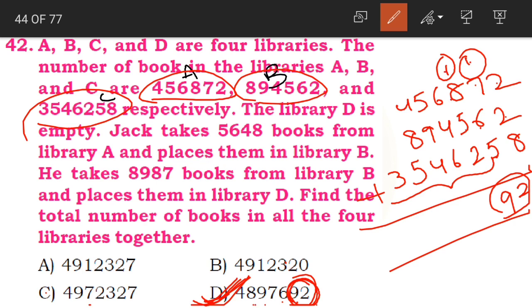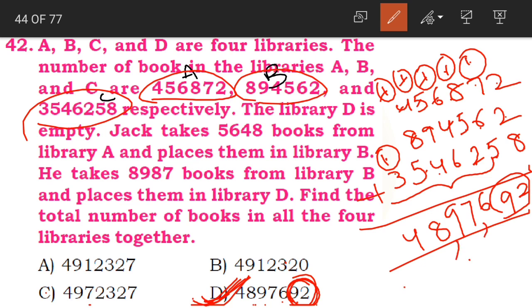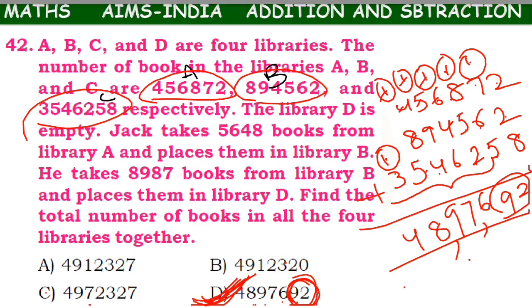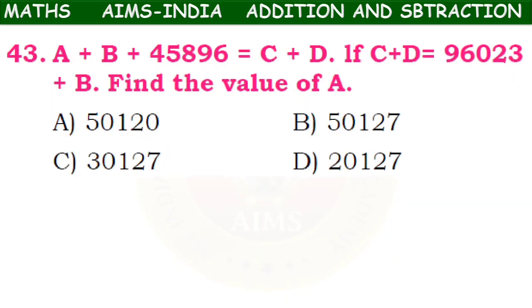8 plus 1 9, 9 plus 5 14, 14 plus 2 16, 6 here 1 carried, 1 plus 6 7, 7 plus 4 11, 11 plus 6 17, 7 here 1 carried, 1 plus 5 6, 6 plus 9 15, 15 plus 4 19, 9 here 1 carried, 4 plus 1 5, 5 plus 8 13, 13 plus 5 18, 8 here 1 carried and lastly 3 plus 1 4. Yes children, what did we get? 48,97,692. The same as option number D. Yes, so even without solving the whole answer, just by looking at the last 2 terms, we can say that option D is our correct answer.